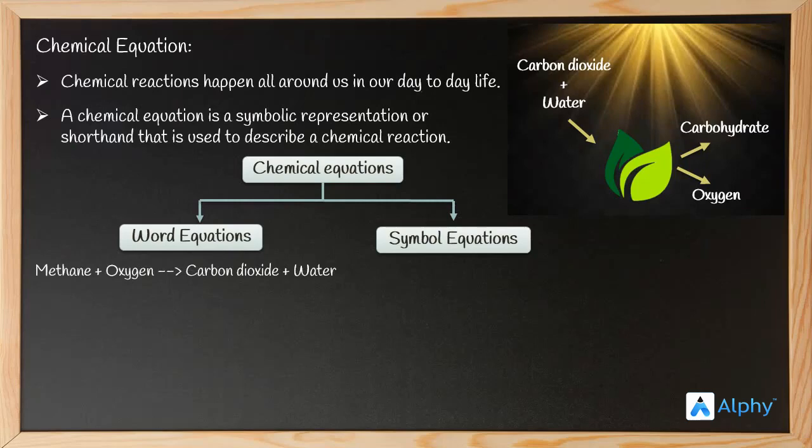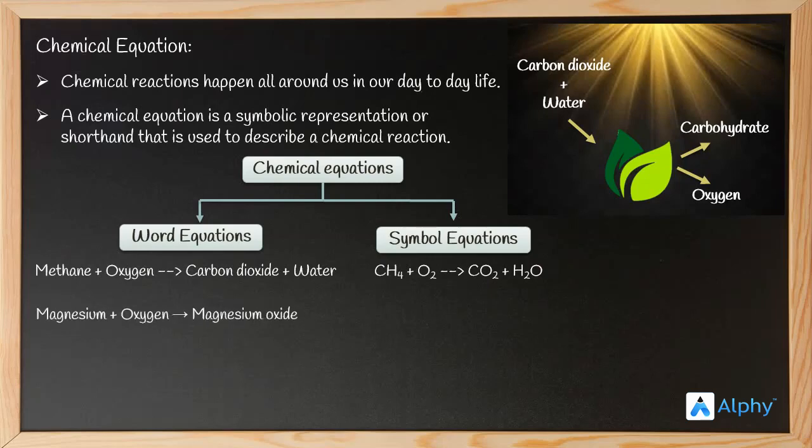This is how we write methane plus oxygen forming carbon dioxide plus water in the word equation form. However, in symbol equation, it is described like this: CH4 plus O2 forming CO2 plus H2O. Here, CH4 is the symbolic form of methane. Similarly, O2 is the symbolic form of oxygen.